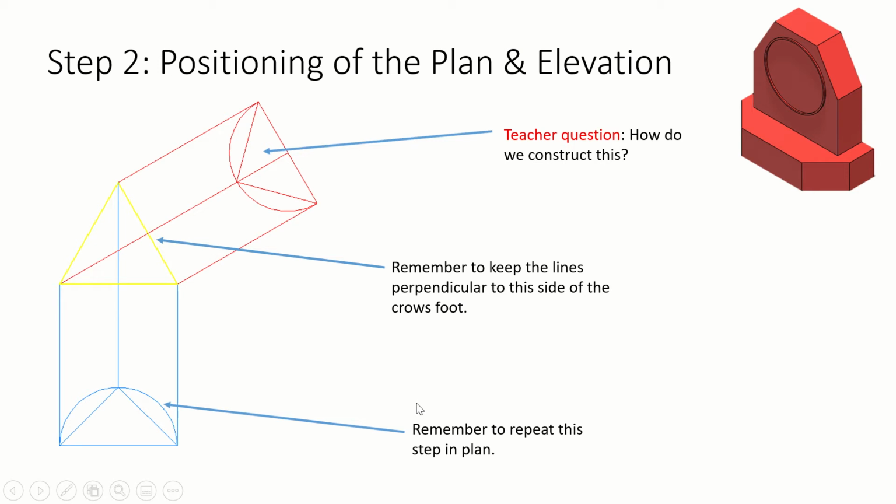Once we have determined the crow's foot, we then begin to construct the positioning for the plan and the elevation. These are some of the key points that we need to consider when positioning the plan and the elevation. The projection lines must be kept perpendicular to this side of the crow's foot, and then once we get them, we can progress to doing exactly the same thing down here, so we just repeat the process down for the plan. So I will now go through, step-by-step, how to get the students up to this point.